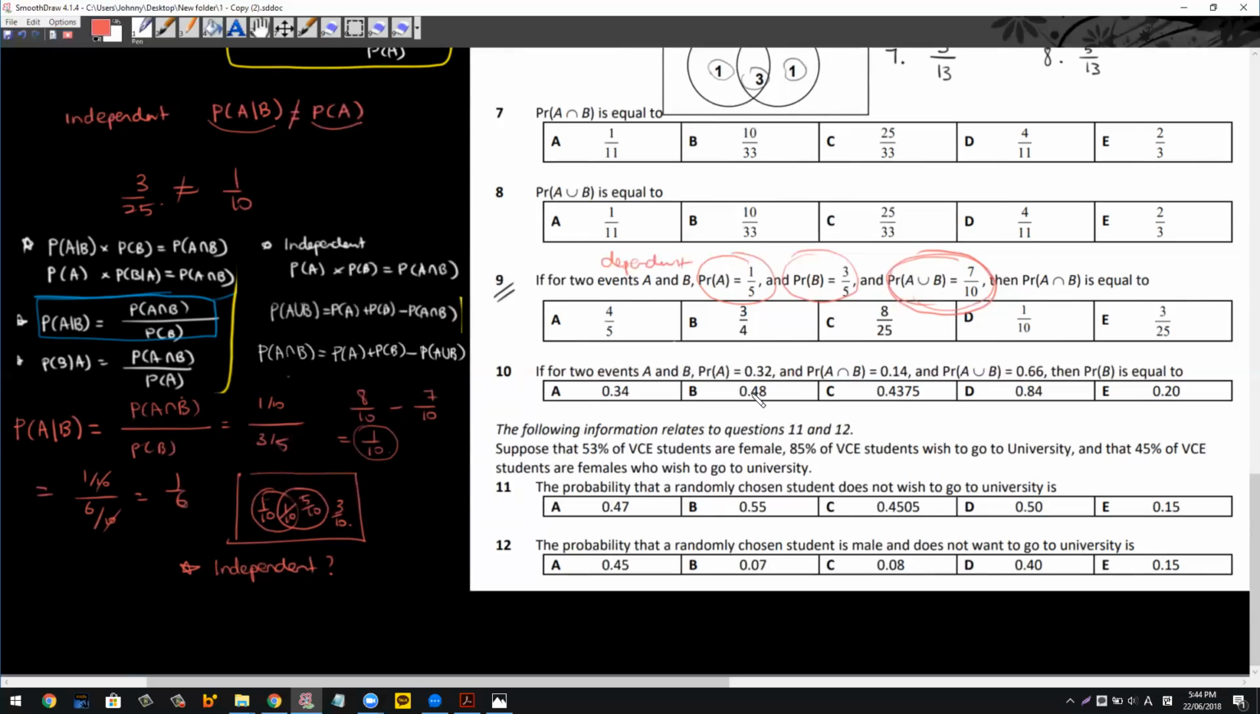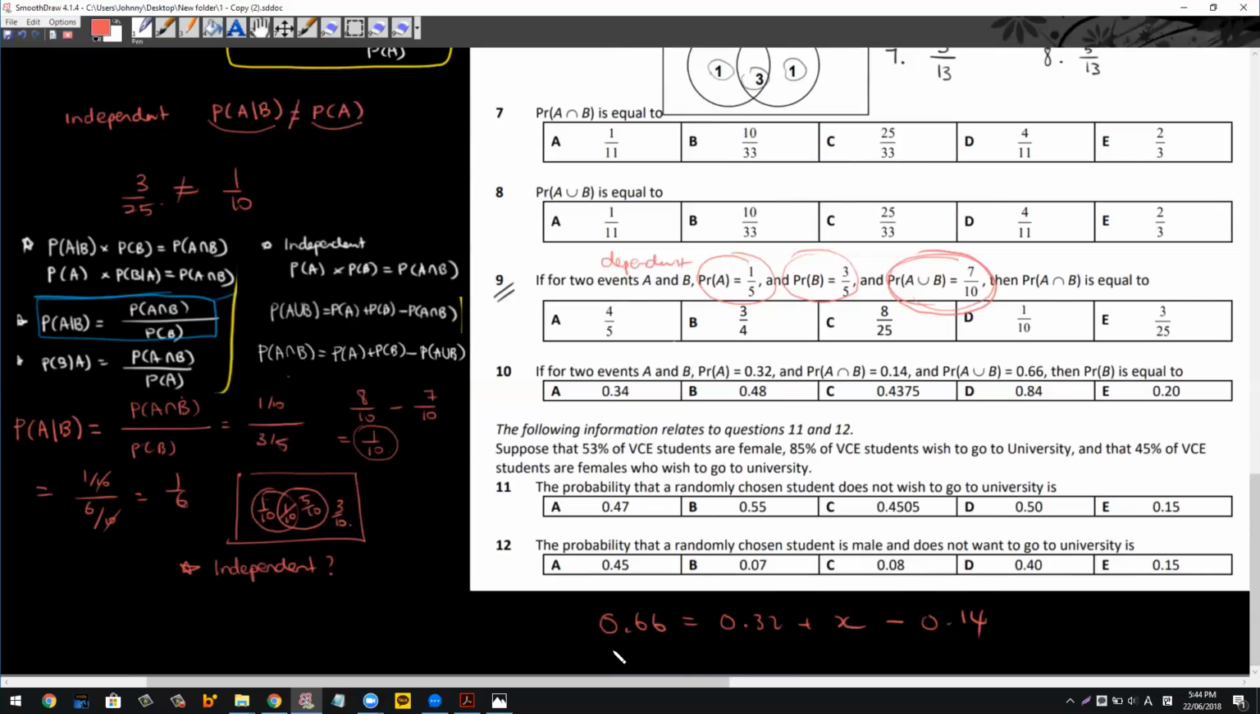You got 0.48, okay? So all you have to do is, whatever this is, that's that one plus that one minus this one, right? So if I write 0.66 equals 0.32, this one, plus x, which is this one, I'm going to just leave that as x, and then minus 0.14.